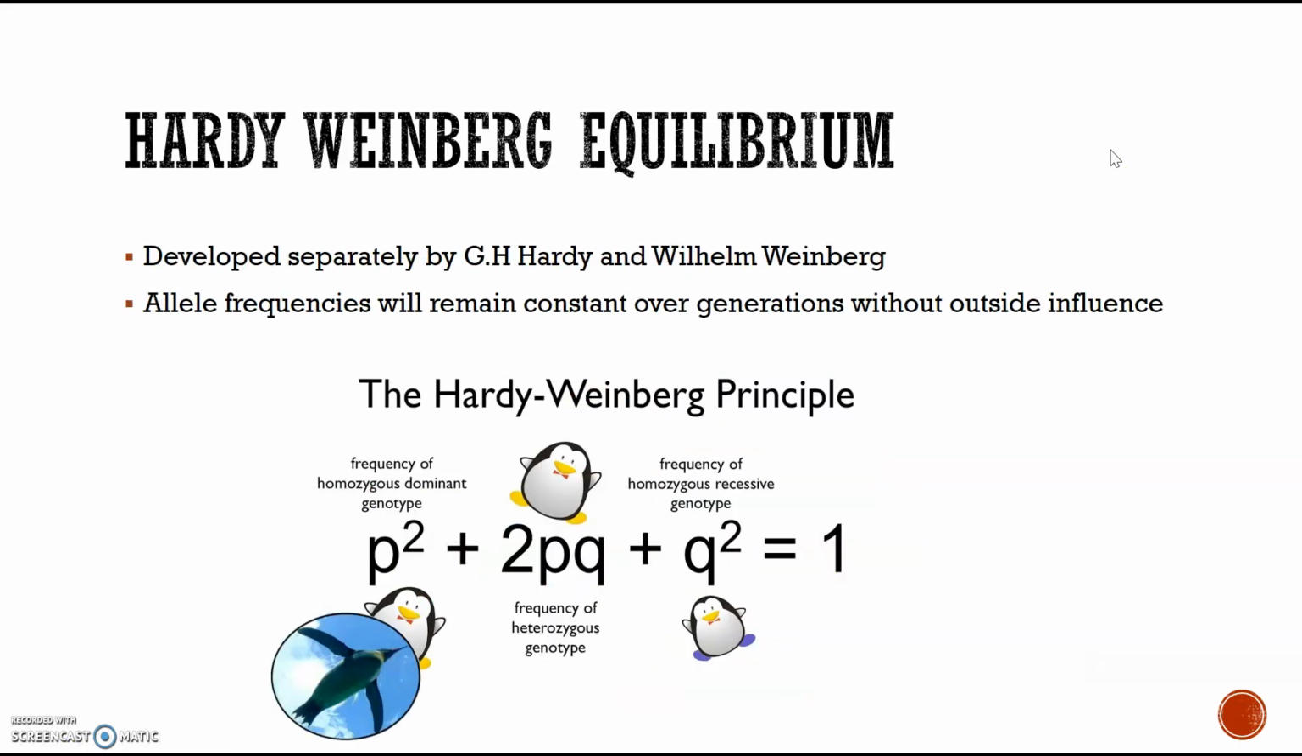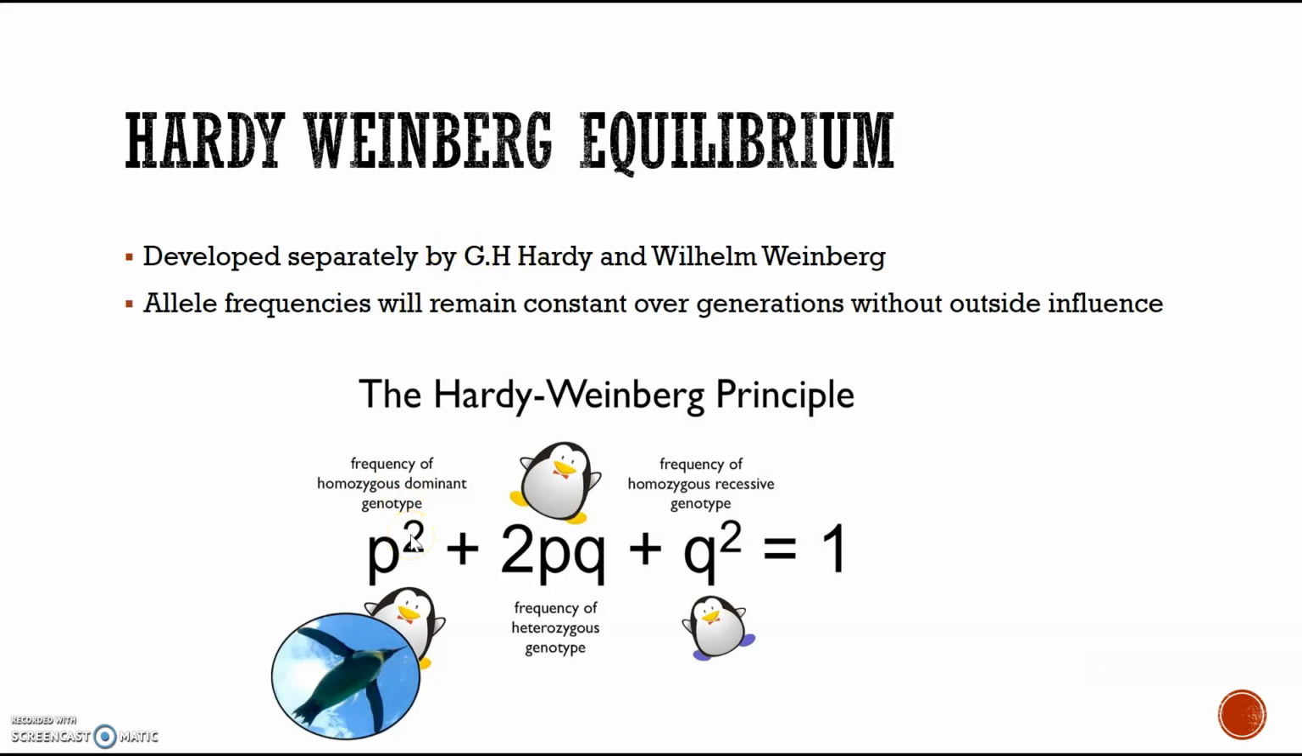The last thing we're going to talk about is the Hardy Weinberg principle, or equilibrium. This is an idea developed separately by G.H. Hardy and Wilhelm Weinberg. What it states is that allele frequencies are going to remain constant over generations without any outside influence, so if there's no selection pressure or anything like that.